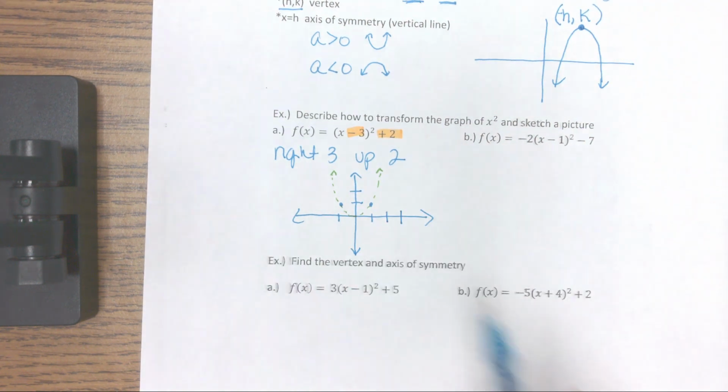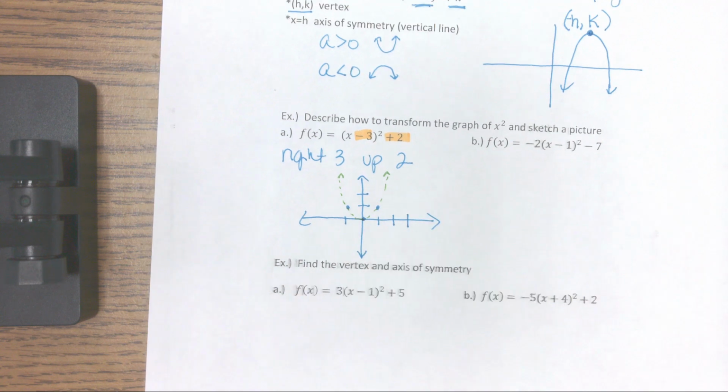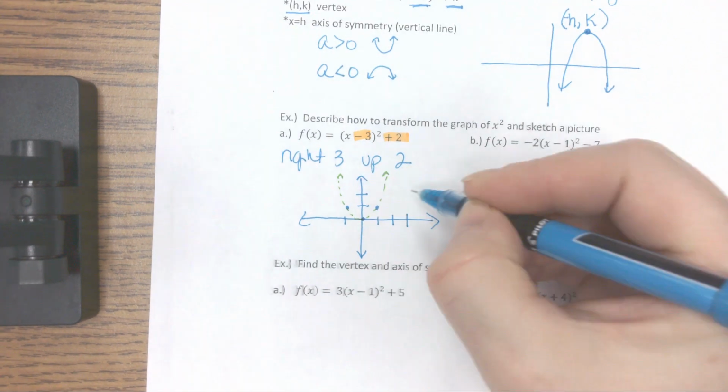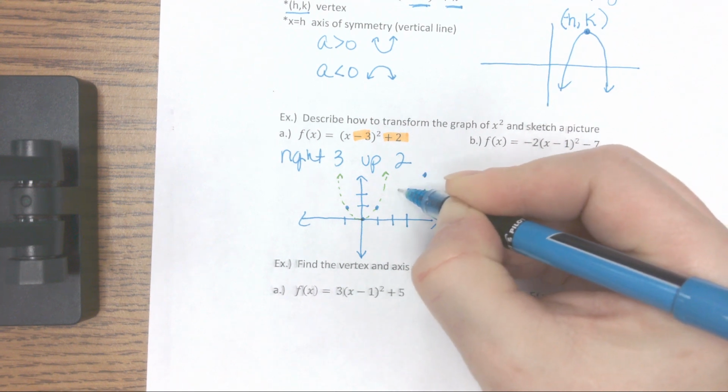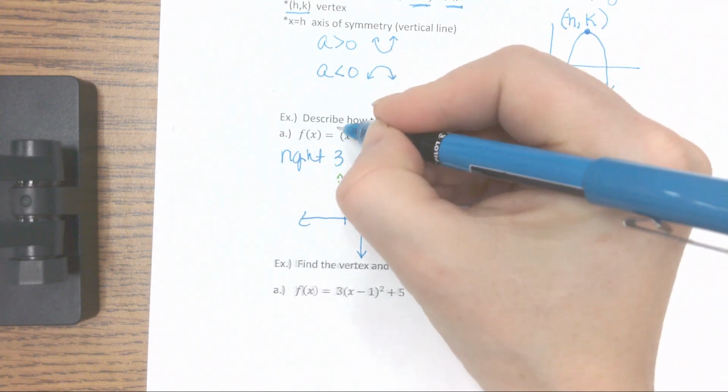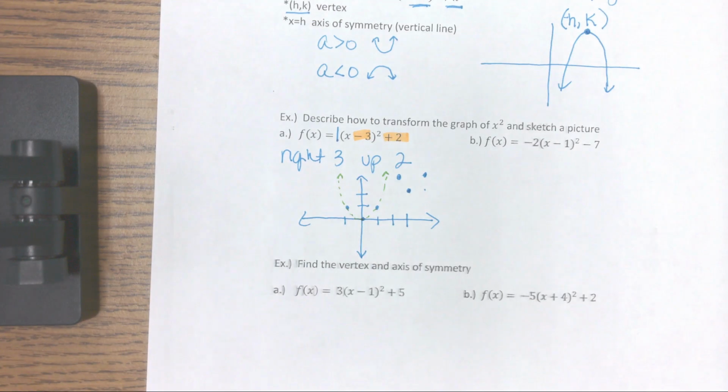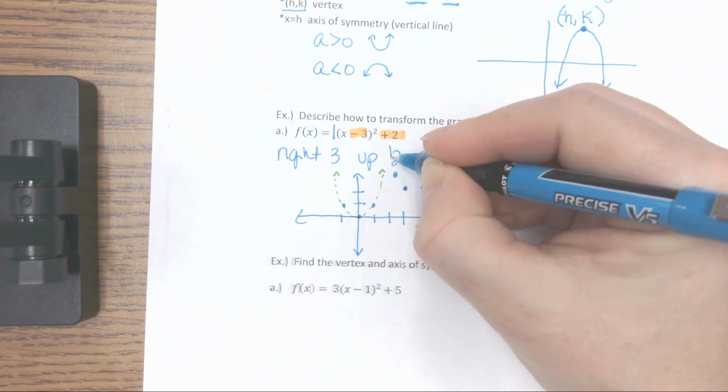So now instead of your vertex being at 0, 0, it's at 3, 2. And again, I can go up 1 over 1. I know that A is 1. Don't call it the slope, because technically slope is for a line only, but it's kind of like the slope. It's like the rate of change around the vertex. And then we would draw our nice smooth curve.